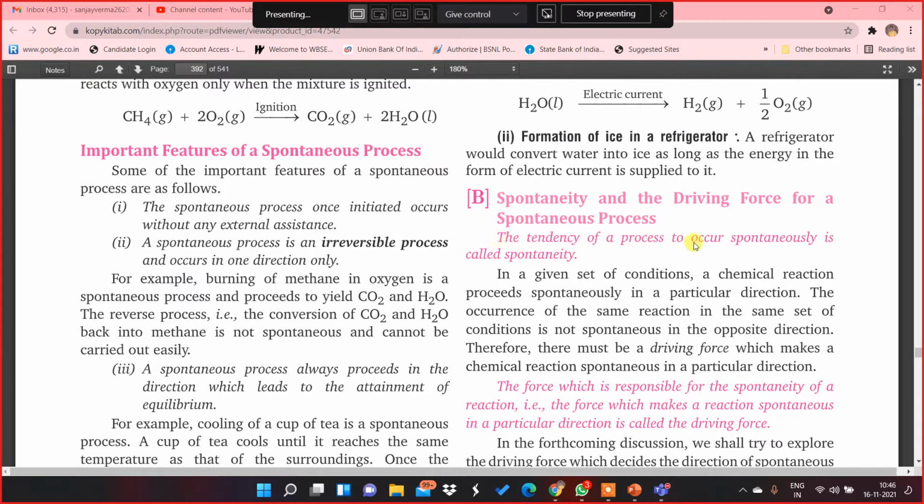Generally, the tendency of a process to occur spontaneously is called spontaneity. Spontaneity is the tendency of a process to occur spontaneously, without the help of any external assistance, on its own. Now, in a given set of conditions, a chemical reaction proceeds spontaneously in a particular direction. The occurrence of the same reaction in the same set of conditions is not spontaneous in the opposite direction.